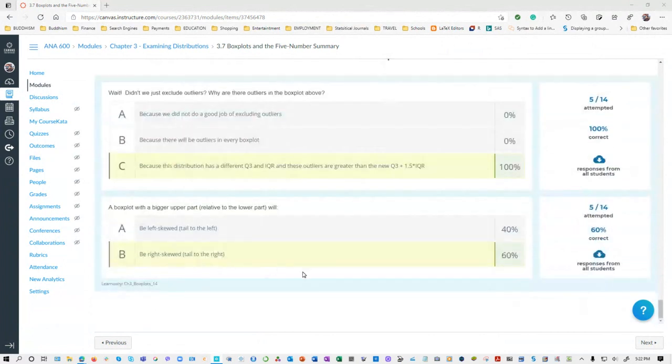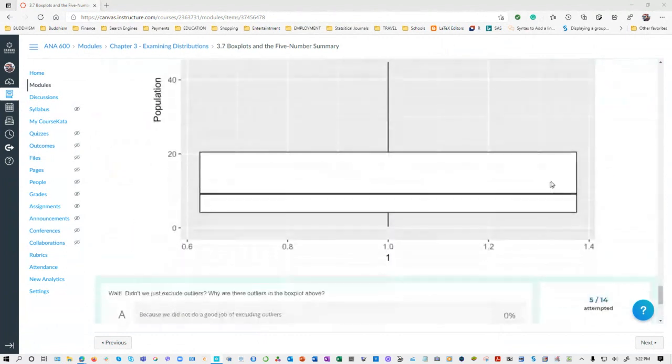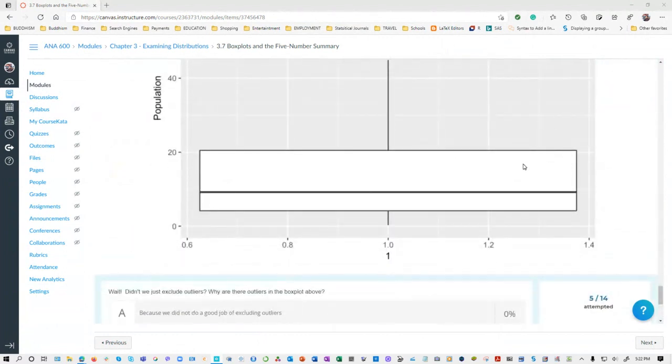Right skew, see? The tail part. The box has a bigger upper part, a bigger upper part. This one is bigger, that means it's an upper right skew. Your value is going to go somewhere, and the median is here.